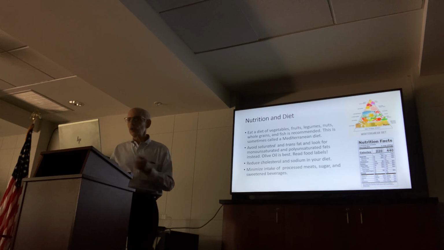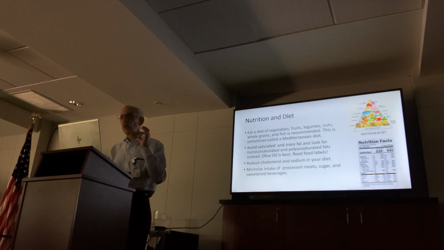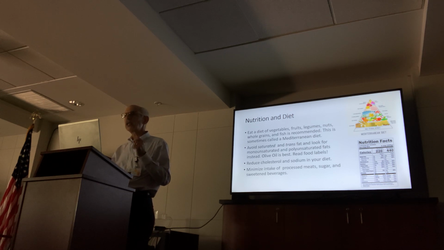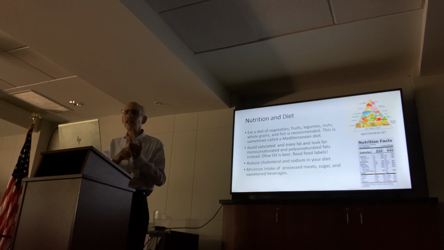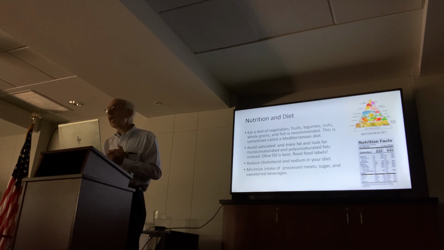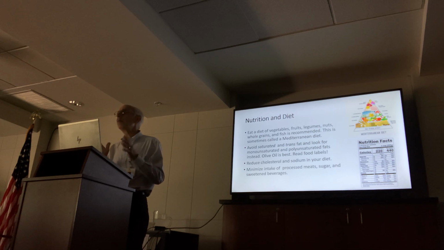Okay, so we want to reduce cholesterol and sodium in your diet, and one way to do that is also to minimize processed meats, sugar, and sweetened beverages. People don't realize how much salt and fat are in processed meats: bologna, salami, corned beef, all that stuff that's processed, hot dogs. Terrible, because it's all fat and salt. So you want to choose natural products. Fish and chicken are best. Red meat's okay a couple times a week, that's all right, but stay away from things that are processed.